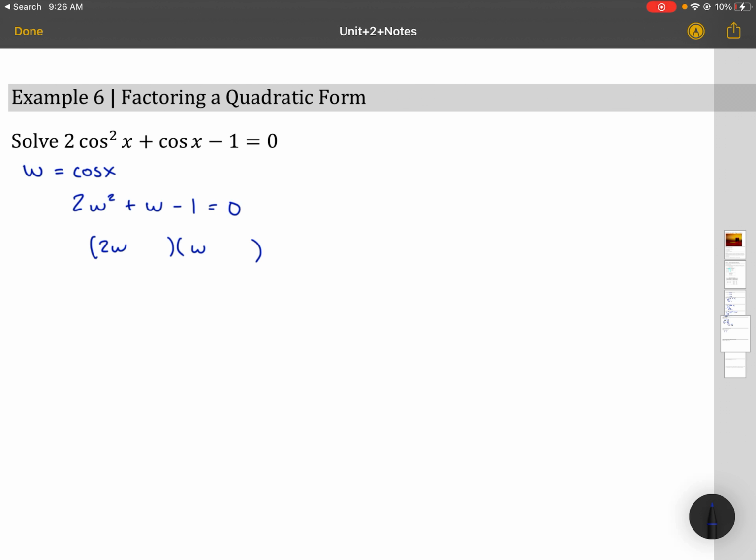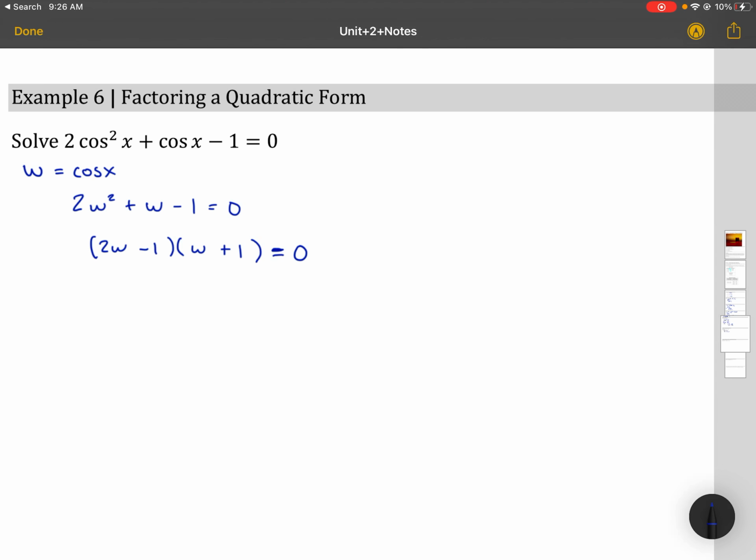This would be 2w times w, and then we need factors of a negative 1. So we're going to have negative 1 and positive 1. So we can check that. It would be 2w minus w. That would give us the w in the middle. You could also factor by grouping. I'm not going to do that because it's too much work when we can actually just kind of remember this factor. So we end up with 2w minus 1 times w plus 1 equals 0.